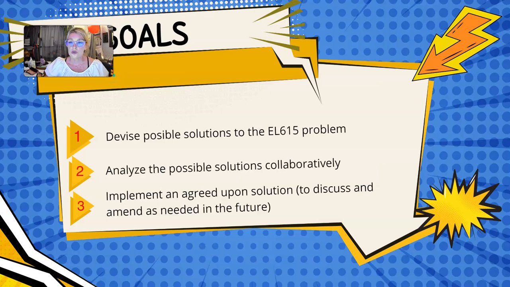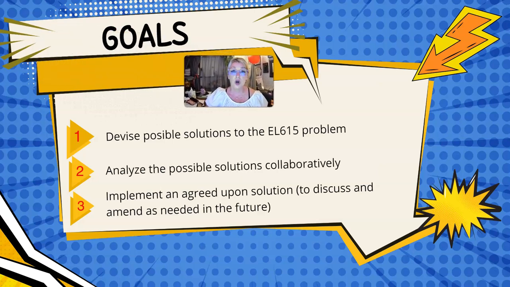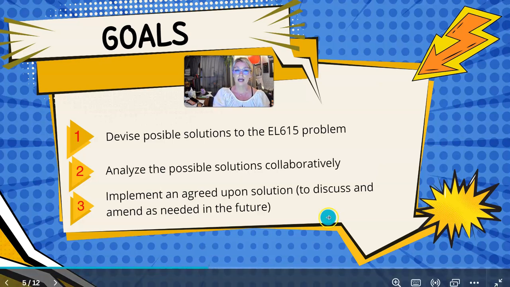So what are our goals as a department? Well, we need a solution to the 615 problem. We need to analyze these solutions collaboratively, and then we need to implement and agree upon a solution. And not just a stagnant solution, but one that we can come back to and reevaluate and amend as we see fit.